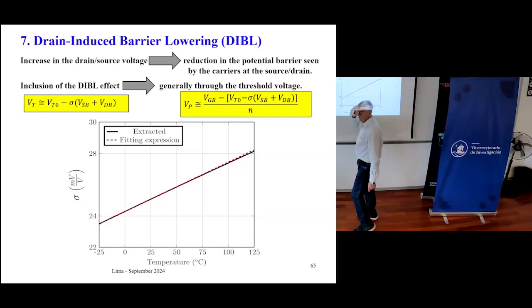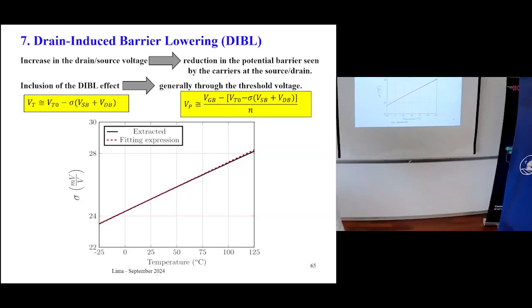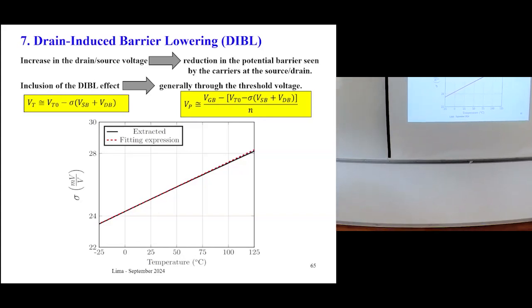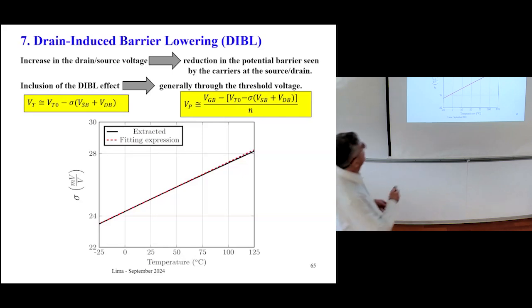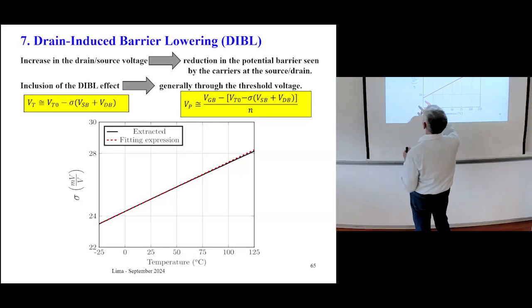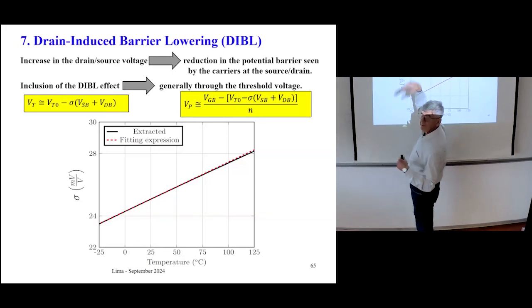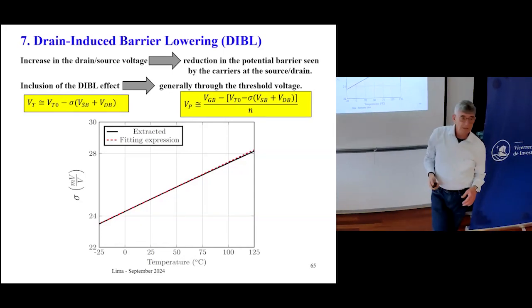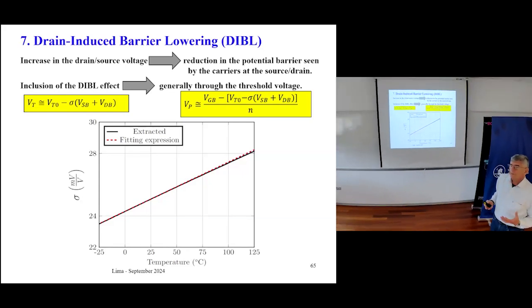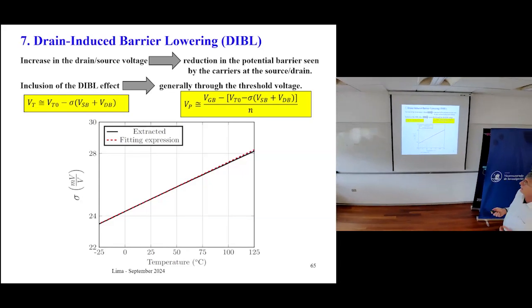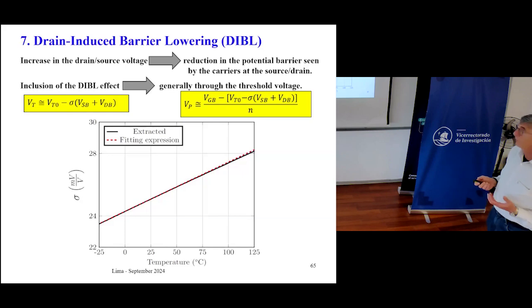But there's another problem with this parameter. It's also a function of VDB and VSB. It's not a constant factor. Sigma is a function of VSB and VDB, and this term sigma is multiplied by both VSB and VDB. But for first order calculations, and in most cases, you are not interested in accuracy, you can use this sigma as a constant.